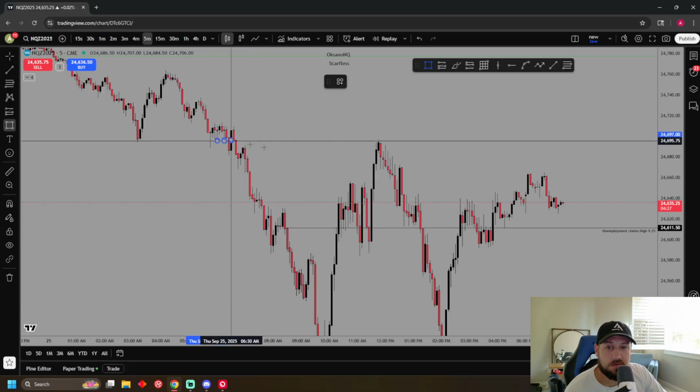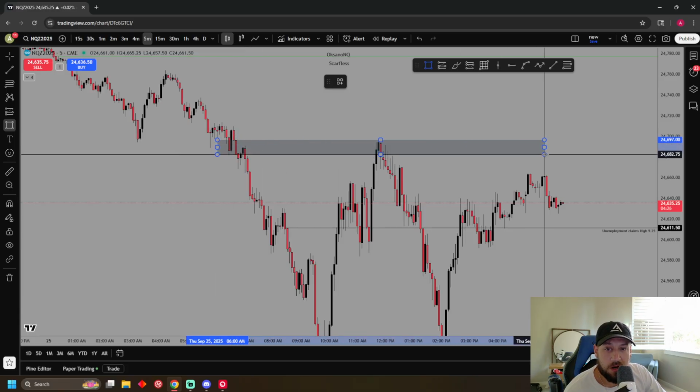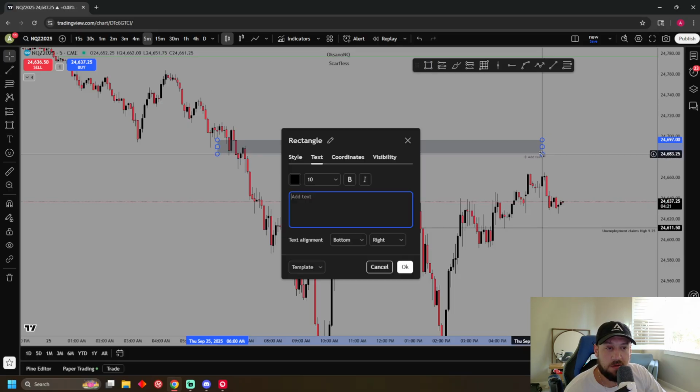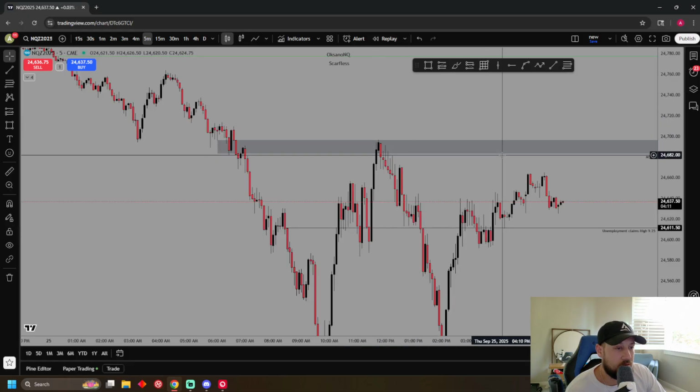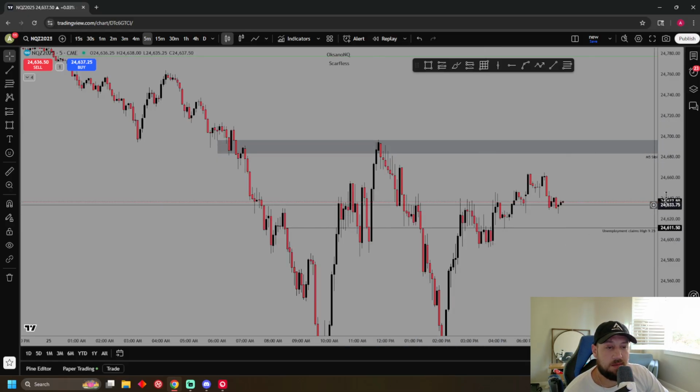Here we go. We got this 5-minute gap right here. This is what dropped price down today once we tapped into it. So I'm going to extend this to the right. M5, SIBI. Extend right. Okay, so I'm definitely going to keep that gap marked out.